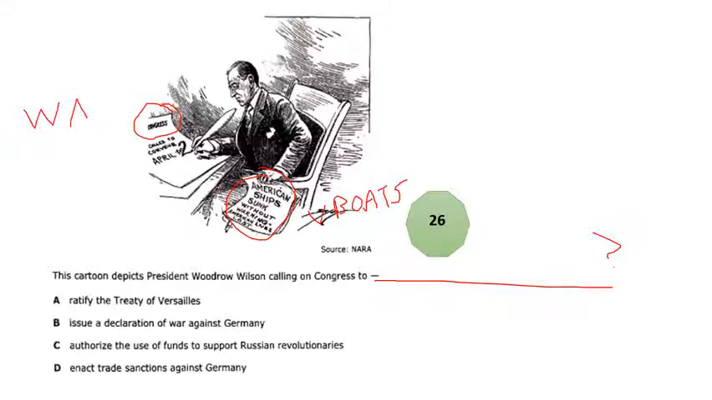So we're going to leave neutrality and we're going to enter war in 1917. So almost 3 years after the war starts. So this depicts Wilson calling on Congress to do something. If we know American ships are being sunk without warning, we know that the U-boats are controlled by Germany. It's going to be B. Issue a declaration of war against Germany.